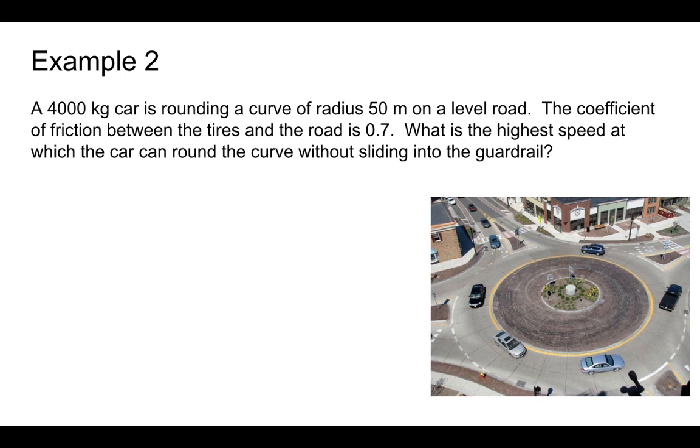All right, let's do another example. We have a 4,000 kilogram car rounding a curve of radius 50 meters on a level road. The coefficient of friction between the tires and the road is 0.7. What is the highest speed at which the car can round the curve without sliding into the guardrail?